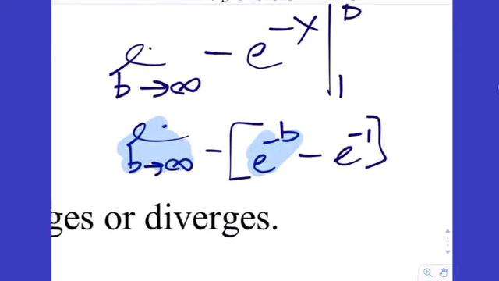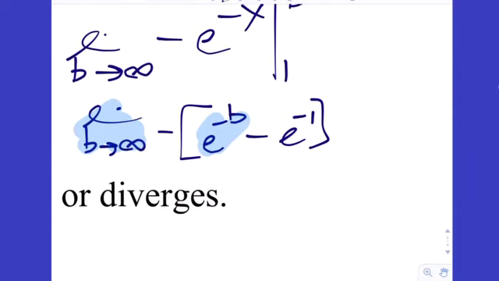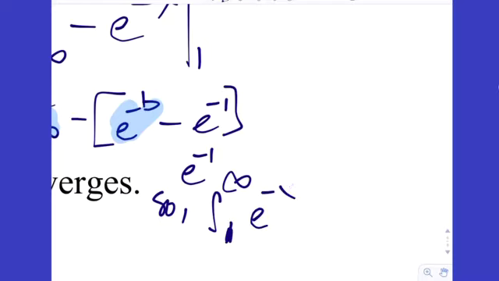And of course, we know e to the negative b as b goes to infinity goes to what? It goes to 0, so negative times negative. This becomes e to the negative 1. And then we could say, so the integral from 1 to infinity of e to the negative x dx converges.